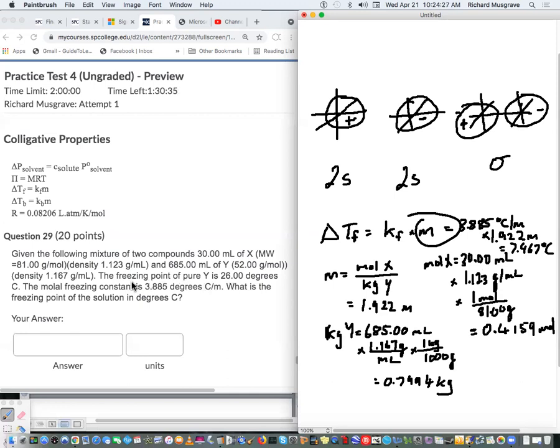Now, it's freezing point that we're looking at here. We are given the pure freezing point as being 26.00 degrees. So the new freezing point is going to be 26.00 degrees. Remember, we're given that. Minus the value I just came up with, 7.467. Now, the reason it's minus is because it's freezing point depression.